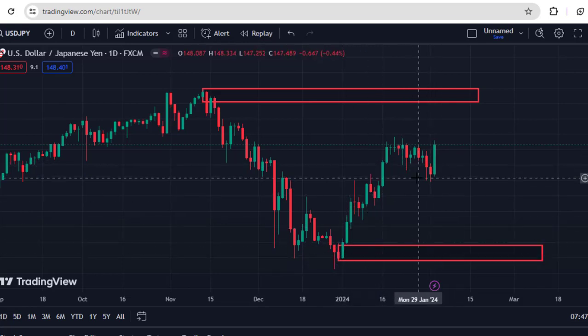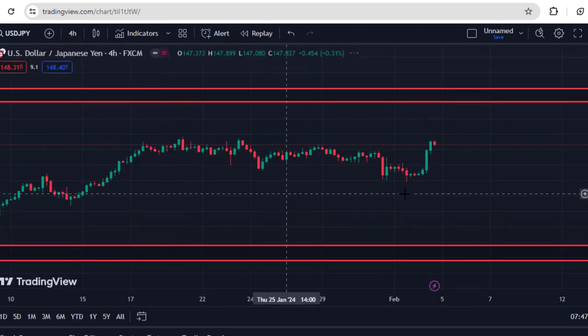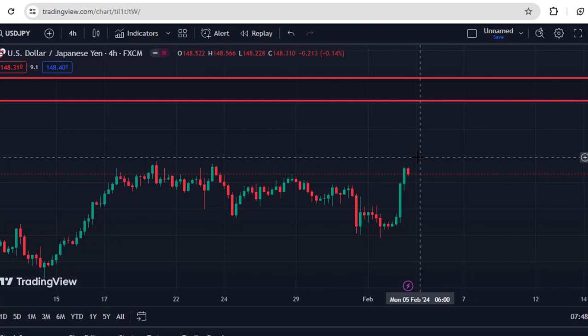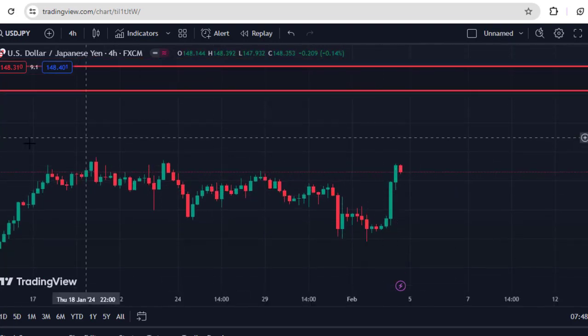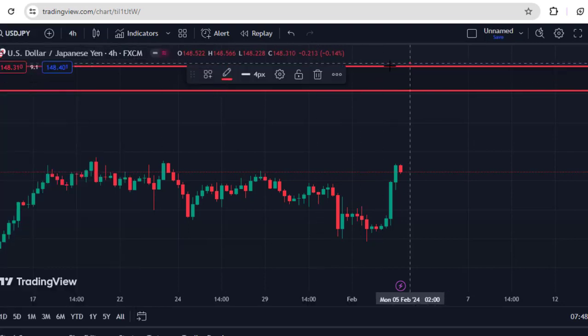So after you've done this, the next thing you have to do is to go back to your lower time frame to place your trade. Let's say I go back to my 4-hour chart as my lower time frame. You discover that I still have my higher time frame levels appearing on my chart. So let's say for example I was to take a buy position to the upside. I would take note of this very level of resistance at this very point into consideration.